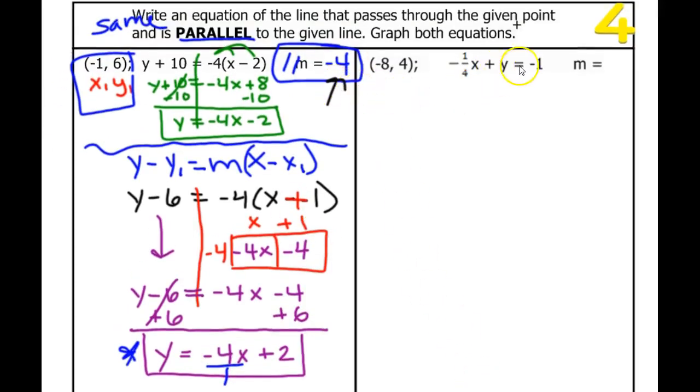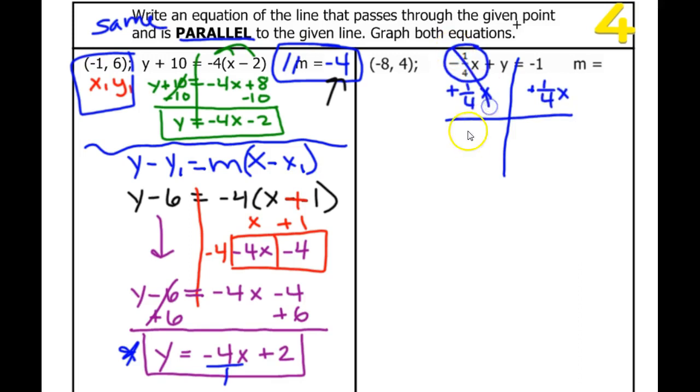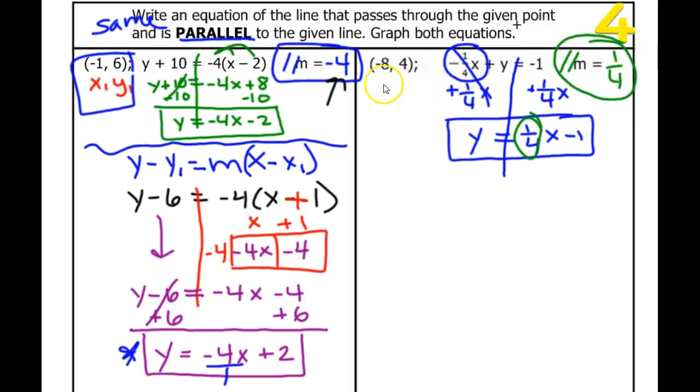Alright, last one. We need y by itself to find our slope because it's not in a form that we know. So I'm going to move my x's over to the other side. I'm going to add 1/4 x. So we have y equals, can't combine those, so write them separate, 1/4 x minus 1. So there's our first equation. We need a slope that's parallel. Well, parallel lines have the same slope, so this one also has a slope of negative 1/4.